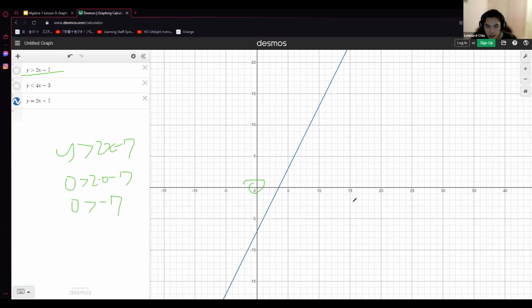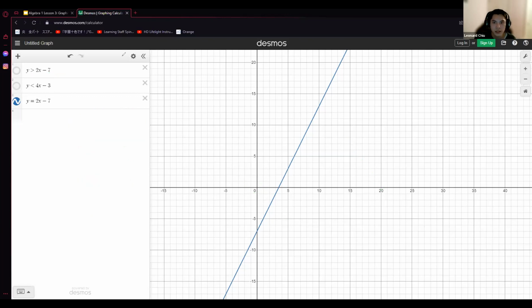So let's test a random point from the other side. Let's test 10 comma 10. Let's just make it big. So 10 is greater than, sorry, I'm losing myself. Okay, sorry, 20 minus 7. So it says 10 is greater than 13. Is that true? No, it's not. 10 is smaller than 13, right? So we know that this side is not going to be the solution. Now we're going to have to do that for both sides.